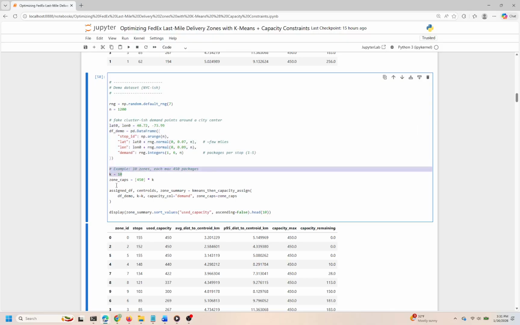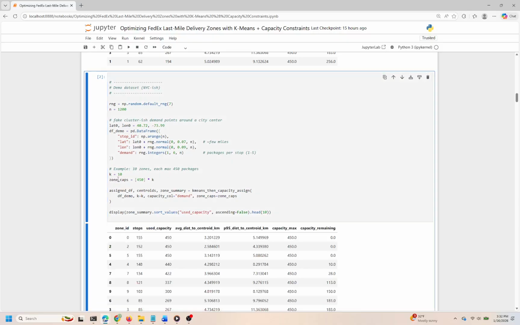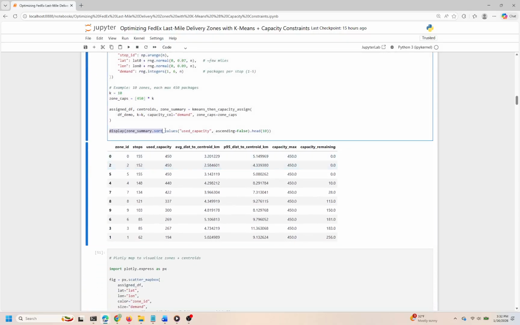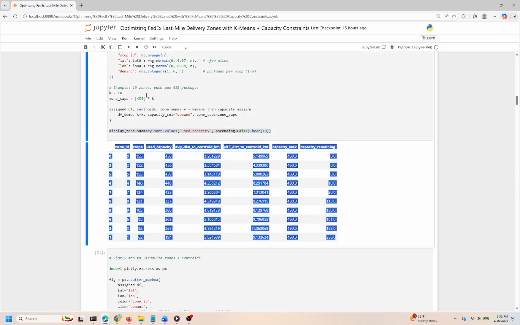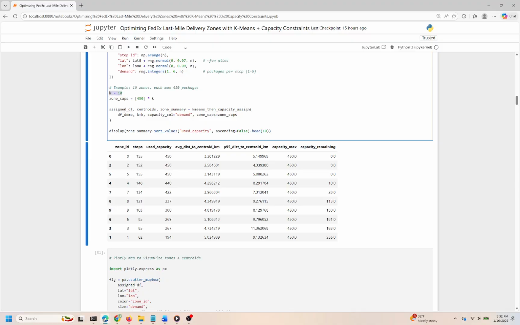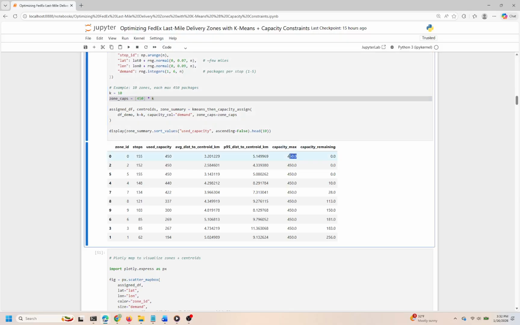The dataset also incorporates a demand column, where we randomly assign values between 1 and 5 packages per stop, representing the varying needs at each location. Once we have this data frame constructed, we're ready to utilize the k-means clustering algorithm. In this step, we divide these demand points into 10 zones, each with a defined maximum capacity of 450 packages. We call a function that not only performs the k-means clustering, but also assigns these demand points to the respective zones, while considering the predefined capacities.